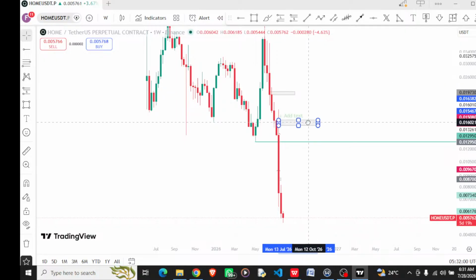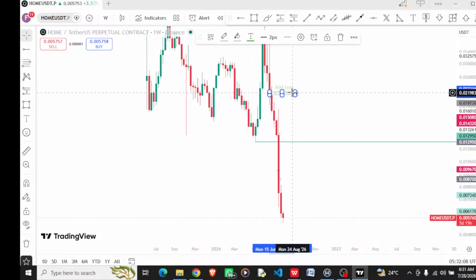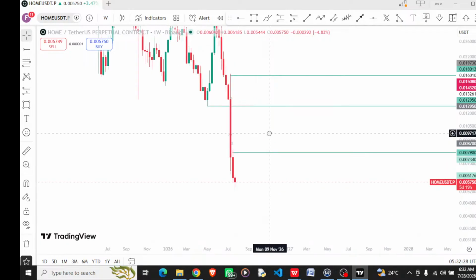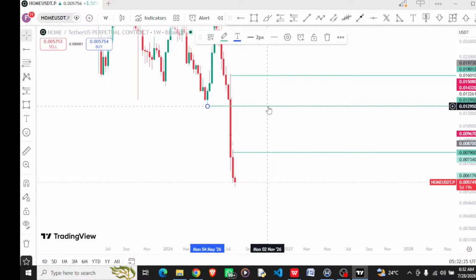Sorry, let me use the trend line. Okay, it made this high here. Yeah, I'm seeing a liquidity graph, and ever since then it has been dropping and dropping. Okay, and here, let's now move. So that means the market respects this very zone.